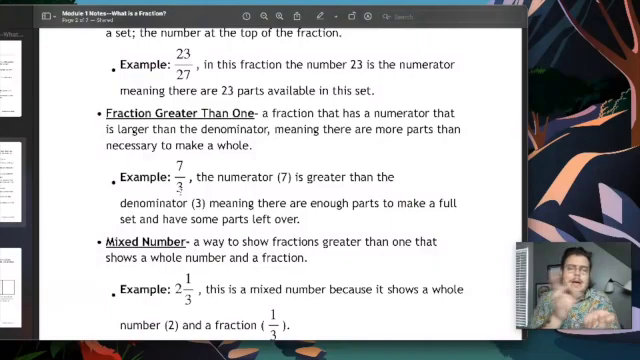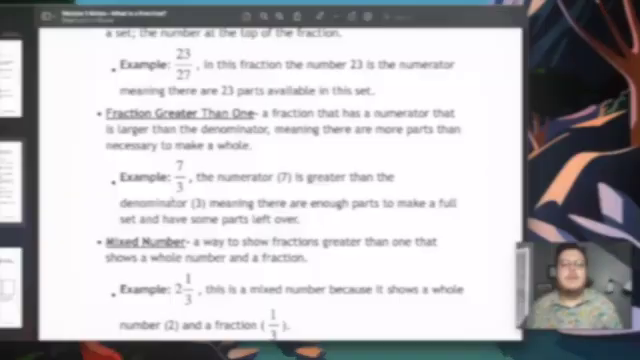So can I make another whole? Absolutely. So now I have 2 wholes, and I only have 1 marble left. Now, can I make a whole with 1 marble? No, I can't, because my denominator tells us that we have to have 3 pieces, 3 marbles, 3 things that we can hold on to make a whole set, make a whole number.